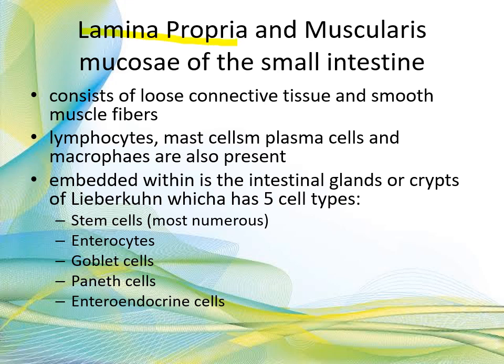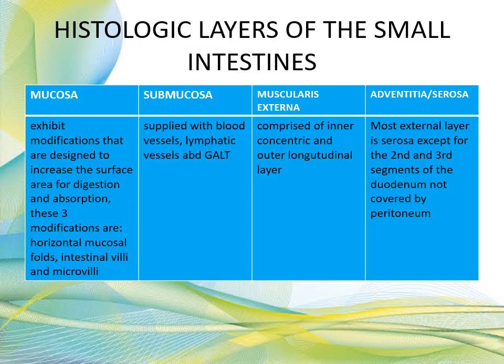So yung lamina propria and muscularis mucosae of the small intestine, it consists of loose connective tissue and smooth muscle fibers. So there are 5 cell types. We have the stem cells. It is the most numerous. Enterocytes, goblet cells, Paneth cells, and the enteroendocrine cells. So ito yon, summary lang ng histologic layers ng small intestine.